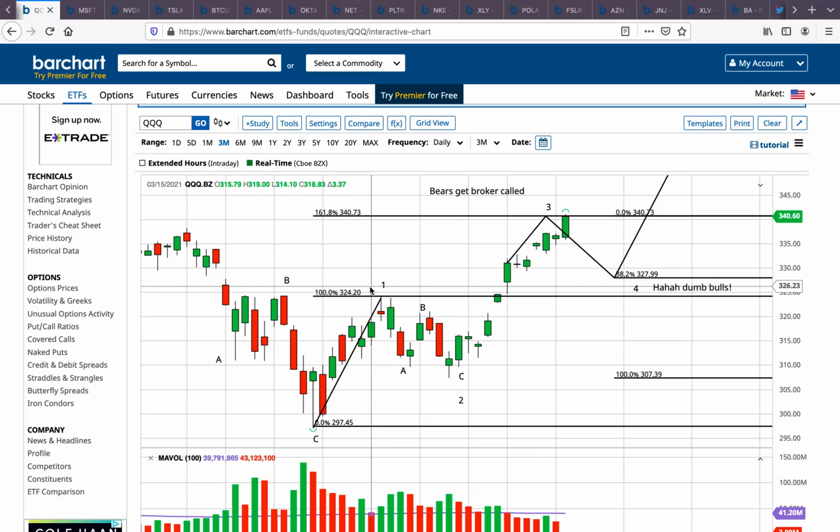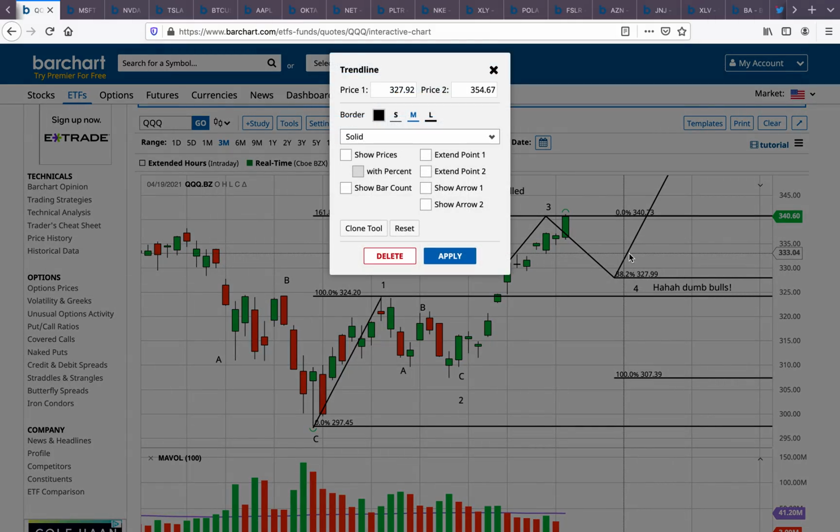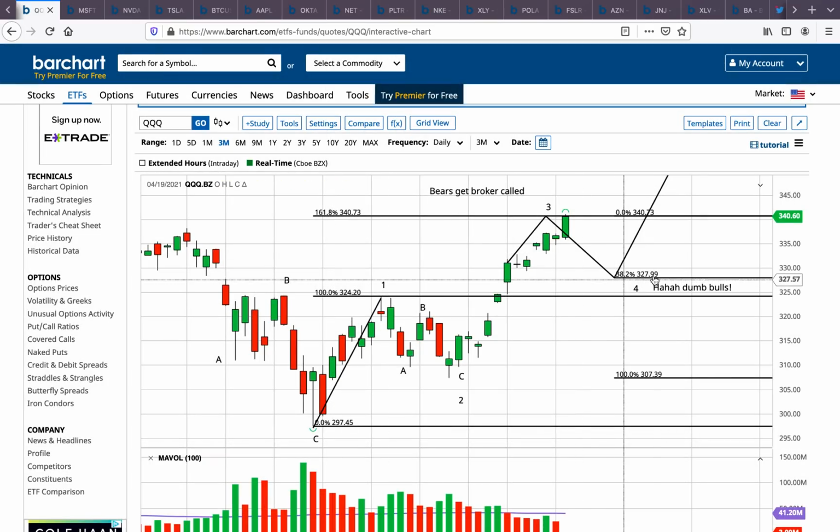But let's say QQQ has a reaction at 340 and it starts pulling back in an A, B, C corrective fashion. Would we say that 340 is the top for QQQ? The answer is no. We would take the length of wave 1, place it at the 38.2% retracement of wave 3, and we'd be looking to ride QQQ to 354, because that is the length of wave 1 placed at the wave 4 low.